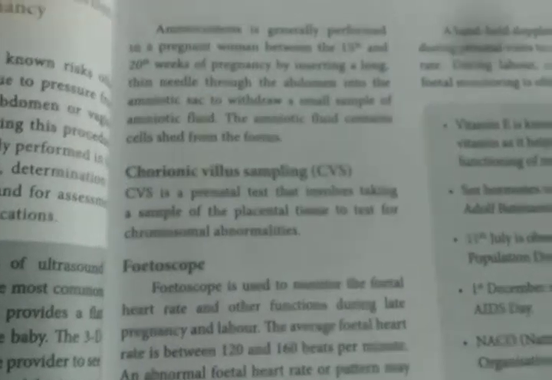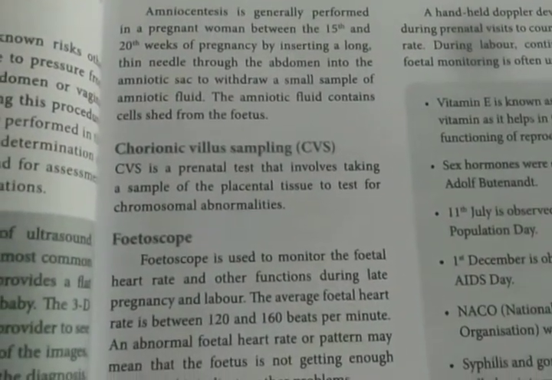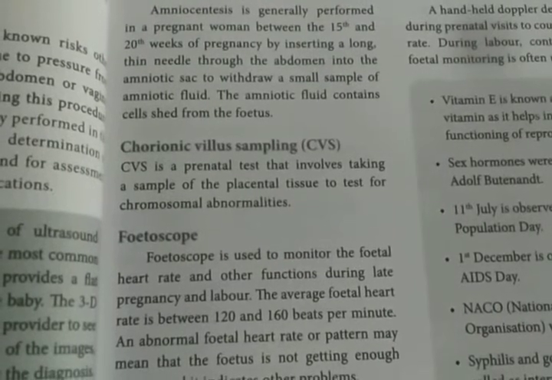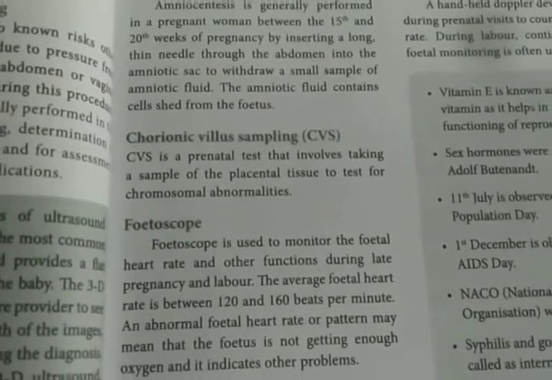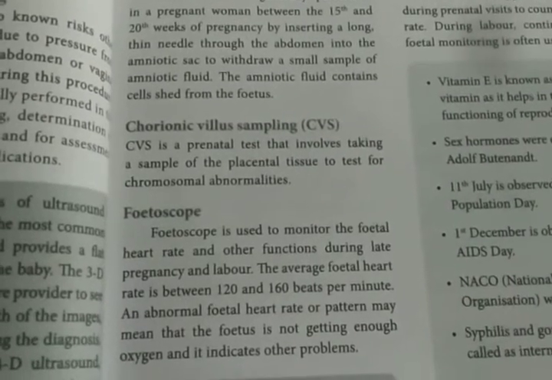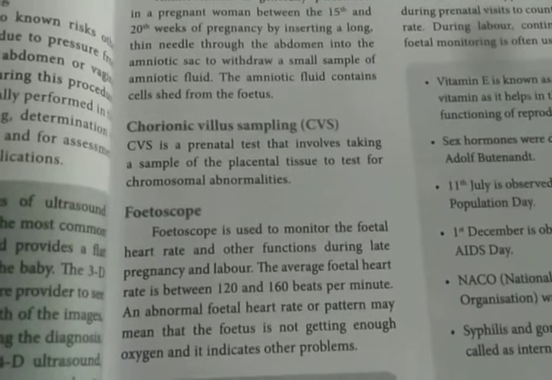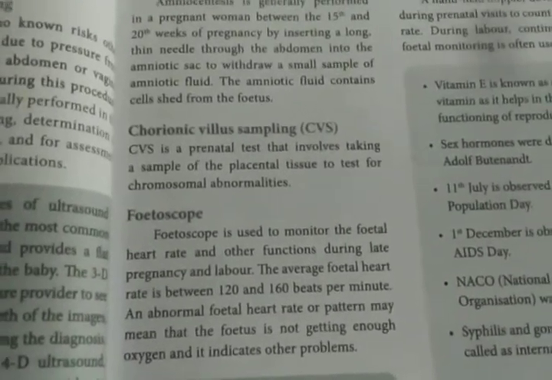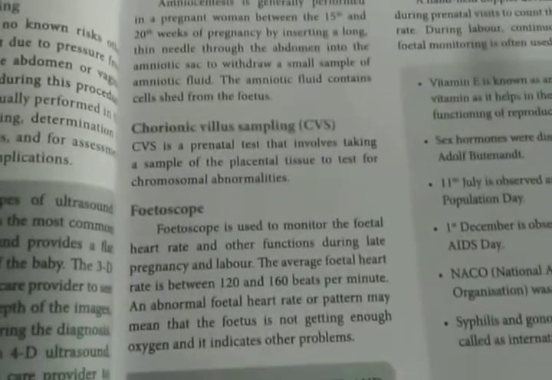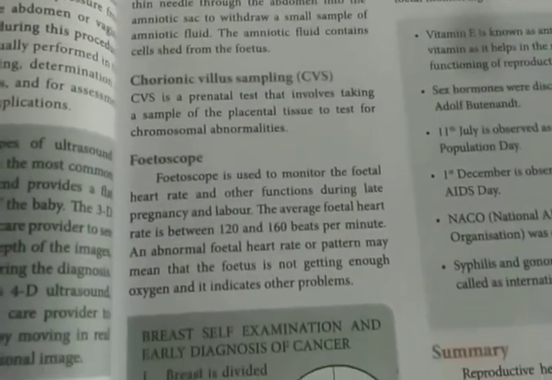Did you understand? The next one is chorionic villus sampling. Chorionic villus sampling is a prenatal test, done before childbirth, that involves taking a sample of placental tissue to test for chromosomal abnormalities. In this test, they take a small sample of placental tissue to identify the chromosomal abnormalities.